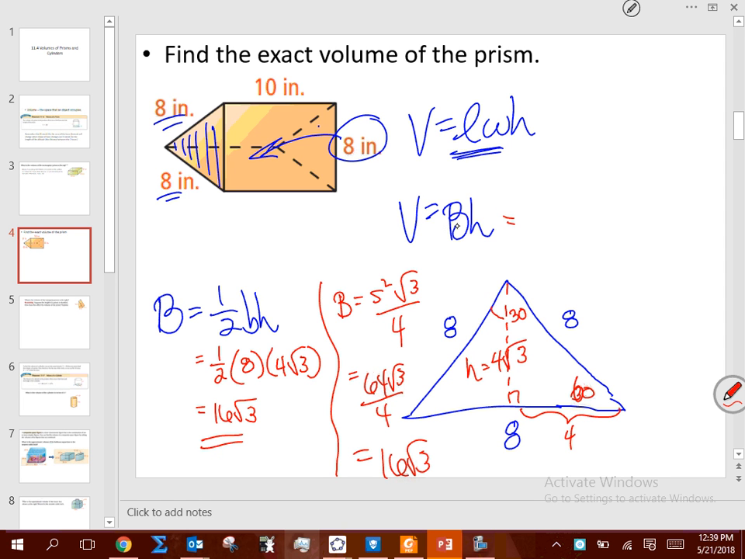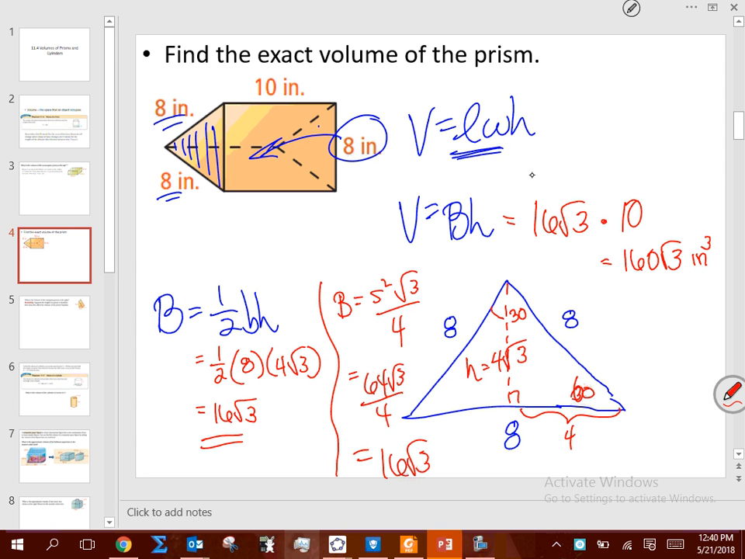So now, capital B is 16 radical 3, and it would be inches squared. And then we'll multiply that by H. What's H for your prism? 10. And that would be inches to the first. Inches squared times inches to the first gives me inches cubed, right?